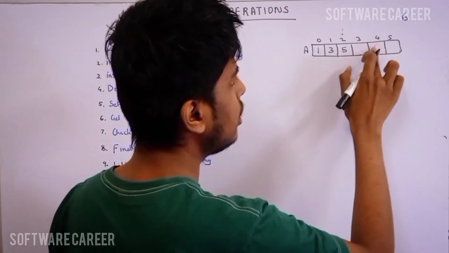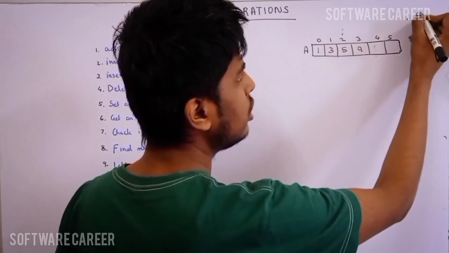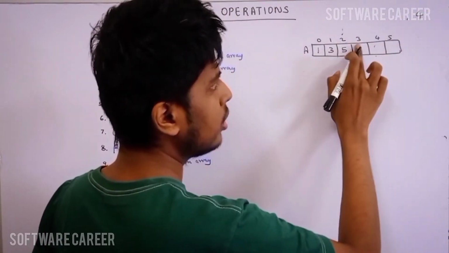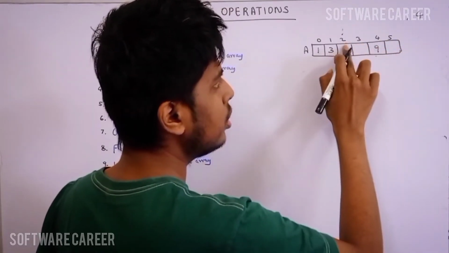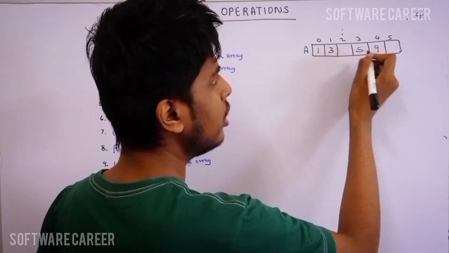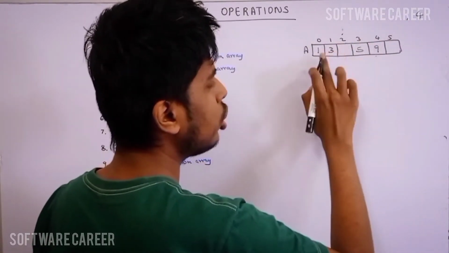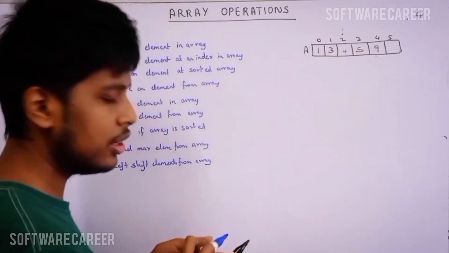Now suppose you want to insert 4. Then how will it compare? Whether 9 is greater than 4. Yeah, so you should move 9 here. Then whether 5 is greater than 4. Yeah, so you should move 5 over here. Then compare whether 3 is greater than 4. No, so you can stop and you can insert 4 over here. This is how inserting will be done in a sorted array.